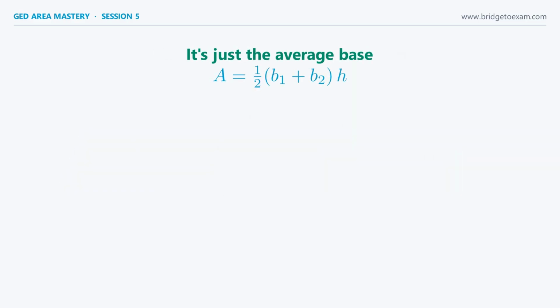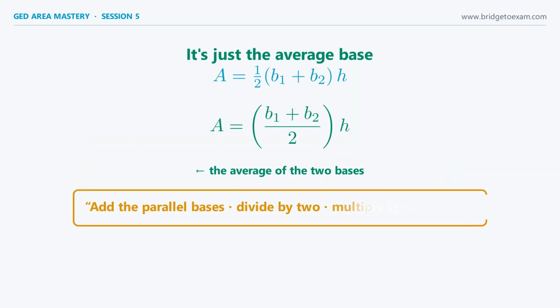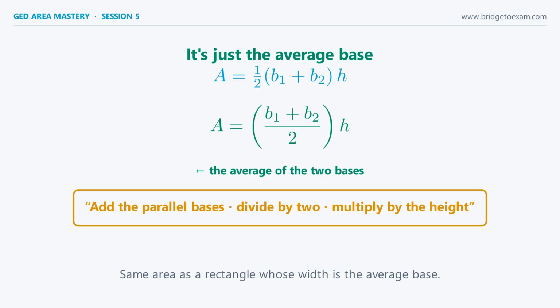Now the version I want living in your head. 1/2 of (B1 plus B2) is just the average of the two bases. So a trapezoid has the same area as a rectangle whose width is the average base. Say it in words. Add the parallel bases, divide by 2, multiply by the height.